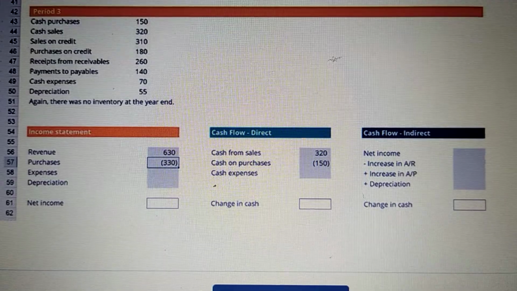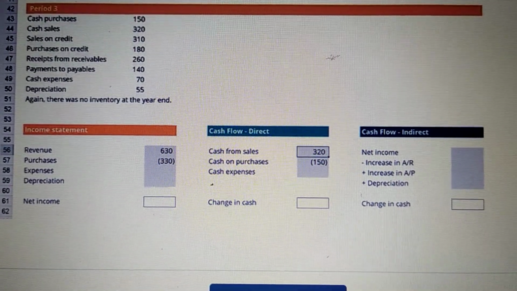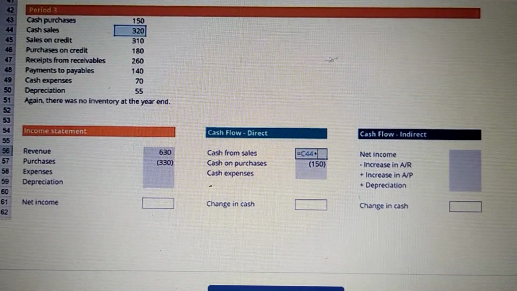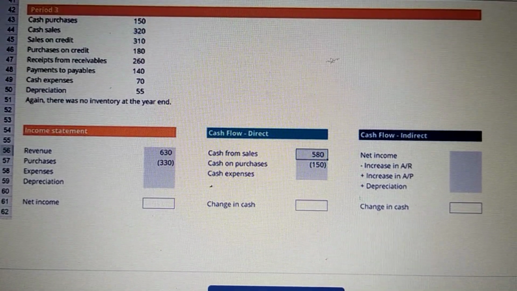Next up on our list of transactions, we see that receipts from receivables of 260 came in. What that means is cash from sales on the direct cash flow statement is going to increase by 260. We now have cash received from sales of 580.